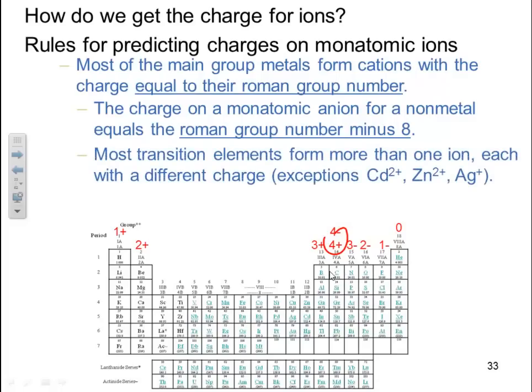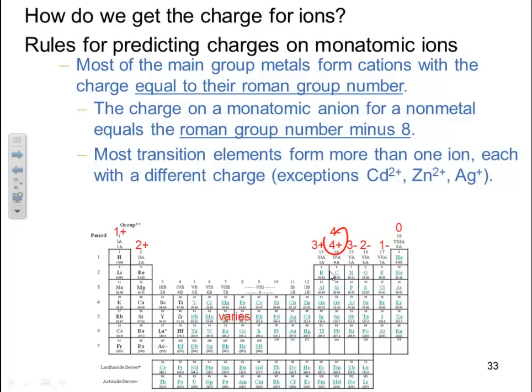Most transition elements form more than one ion, each with a different charge. So there's several oxidation states. Some exceptions: cadmium is always +2, zinc +2, silver +1. There is a rare form of silver 2, but for the most part we claim that it's just silver plus.